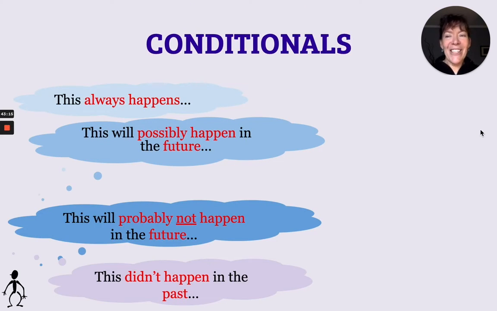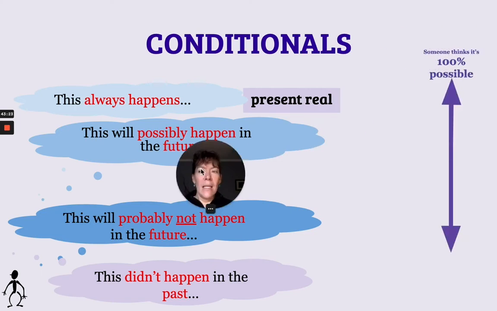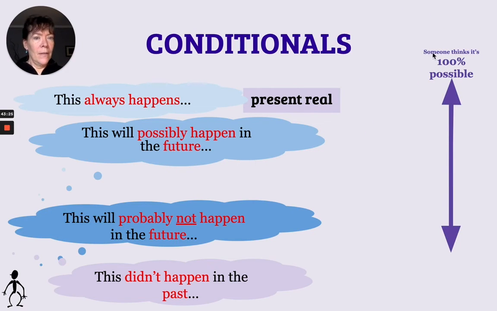Okay, here are the conditionals again. Remember, this always happens, the present real. This is when we're thinking that something is possible. Okay? It's possible, and it happens all the time. This will possibly happen in the future. This is the future real. If it rains, we'll get wet. This is real possibility in the future.